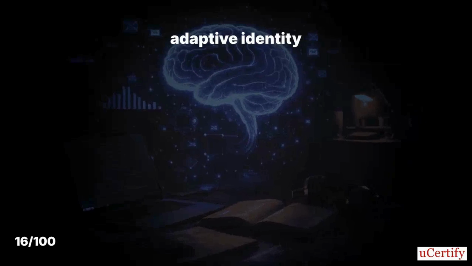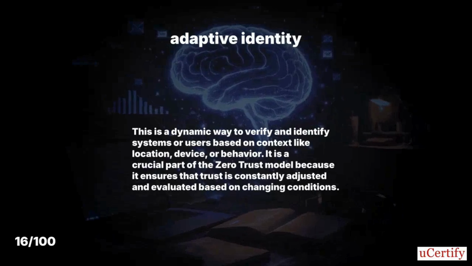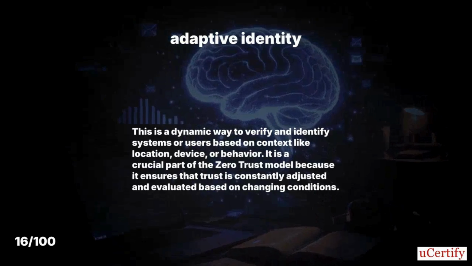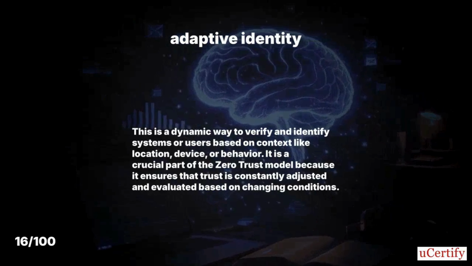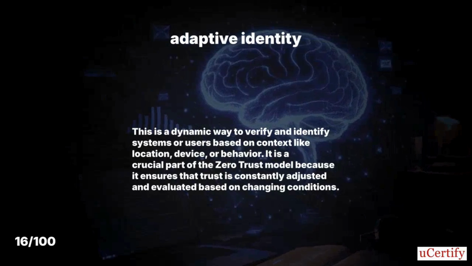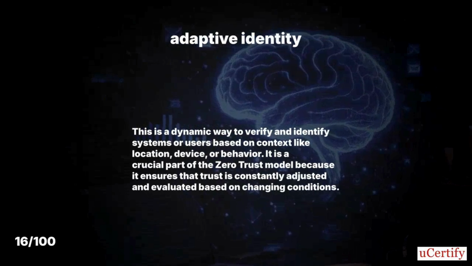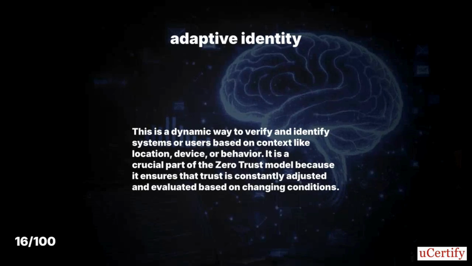Term: Adaptive identity. This is a dynamic way to verify and identify systems or users based on context, like location, device, or behavior. It is a crucial part of the Zero Trust model because it ensures that trust is constantly adjusted and evaluated based on changing conditions.